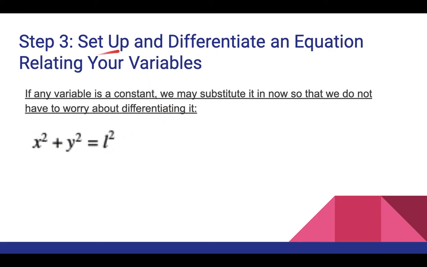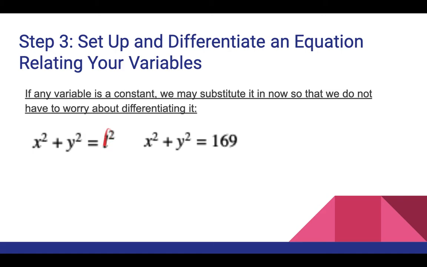So in step 3, we set up and differentiate an equation that relates our variables, hence why I call it related rates. Please note that if any variable is a constant, we can substitute it in now so we do not have to worry about differentiating it. So we can now substitute in 13 feet for the length of the ladder, and we get x squared plus y squared equals 169.